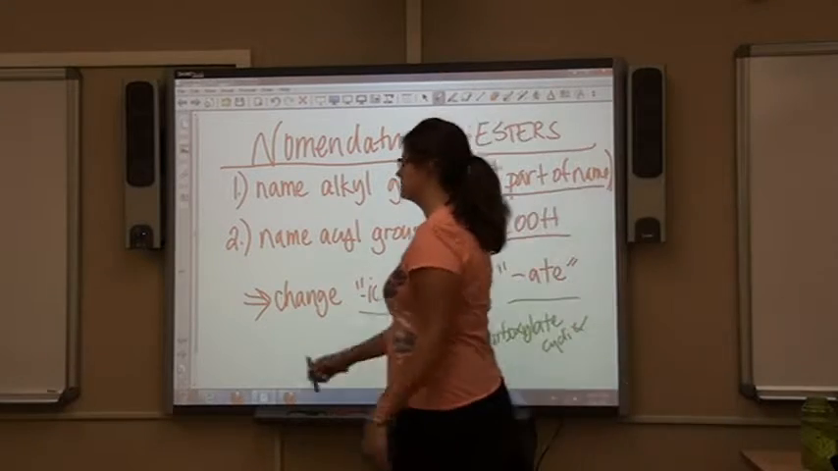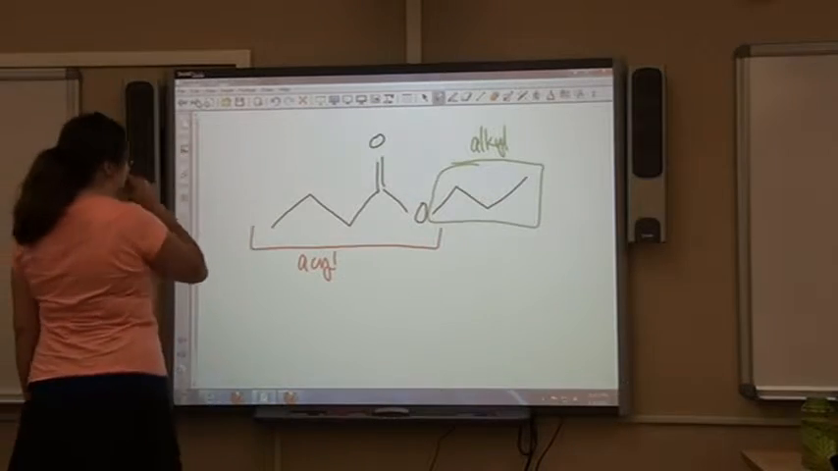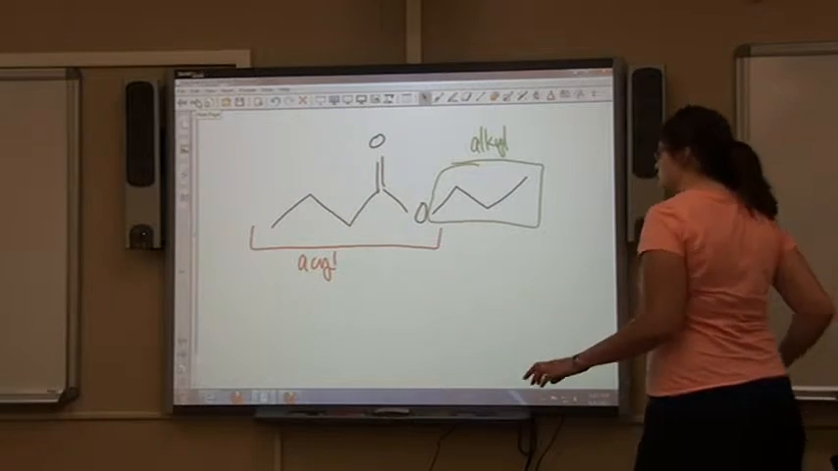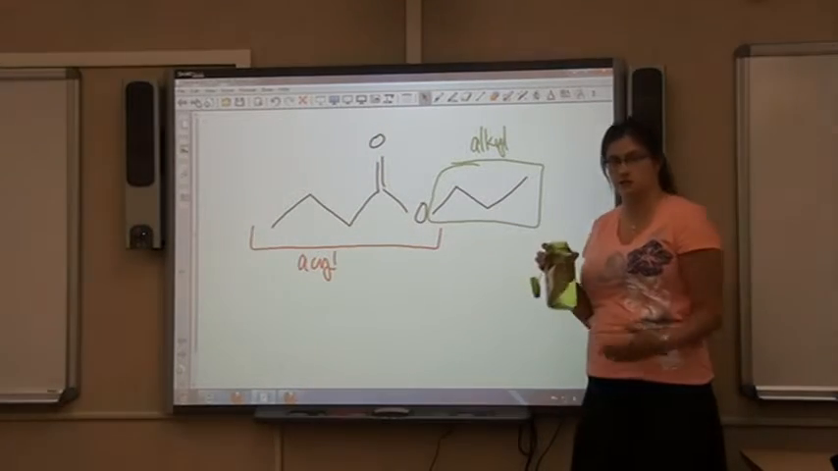Okay, let's do some examples. Here we have a compound, and I've already gone through and identified the acyl and the alkyl groups.